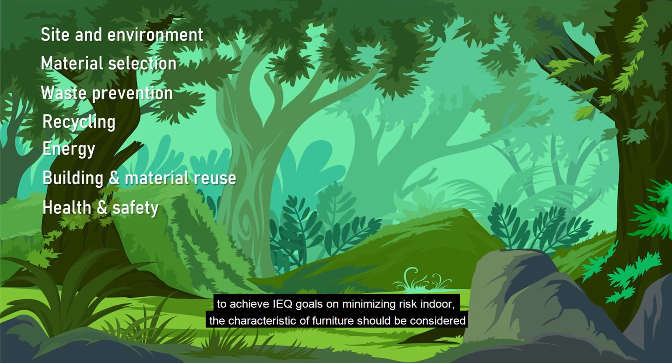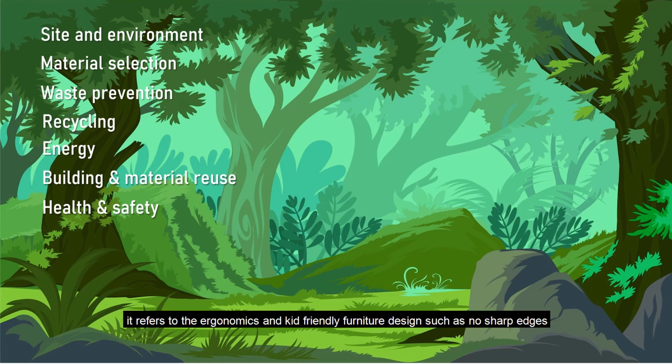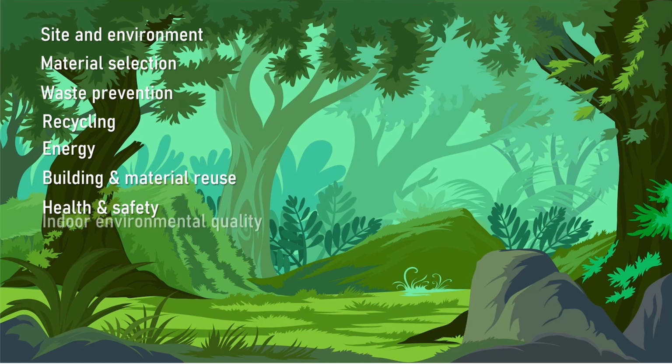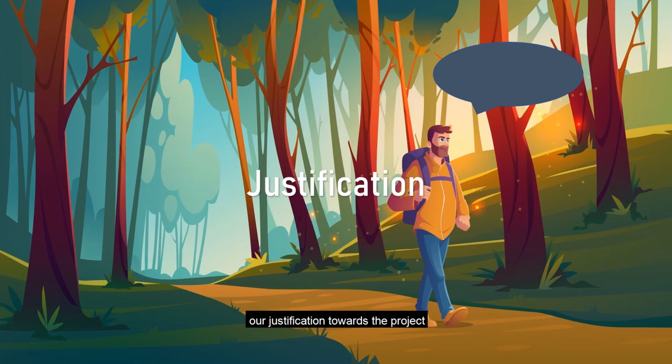To achieve IEQ goals on minimizing risk indoors, the characteristics of furniture should be considered. It refers to the ergonomics and kid-friendly furniture design such as no sharp edges, sustainable material and low volatile organic compounds paint and coating throughout the building. Hence, sustainable material is the perfect choice for them. A holistic view of health and safety for workers should be implemented in every project by using a sustainable construction safety and health rating system.